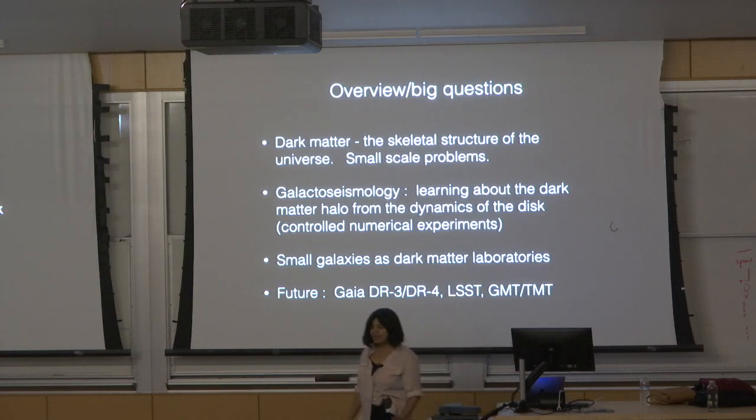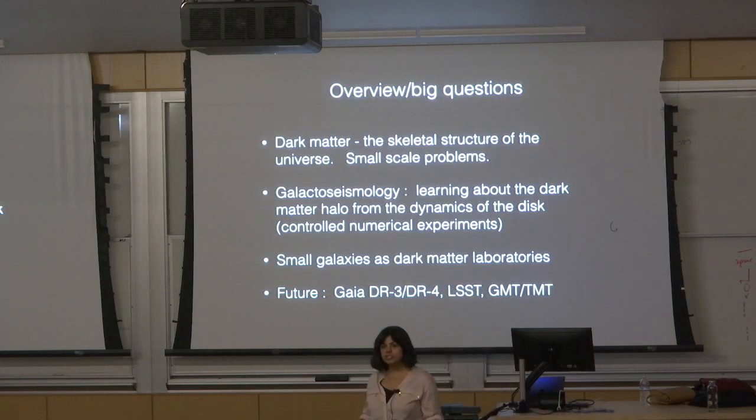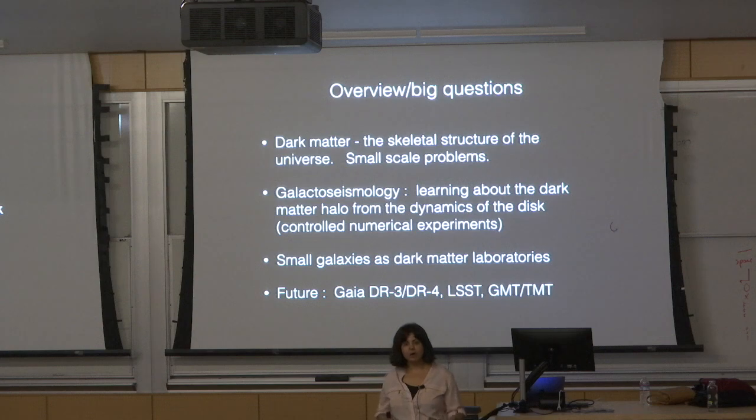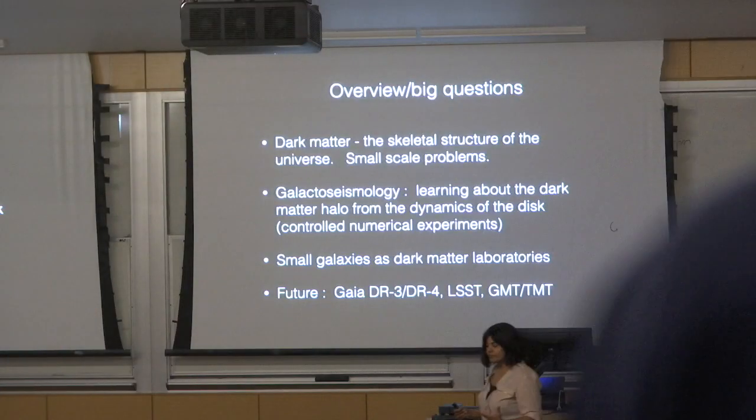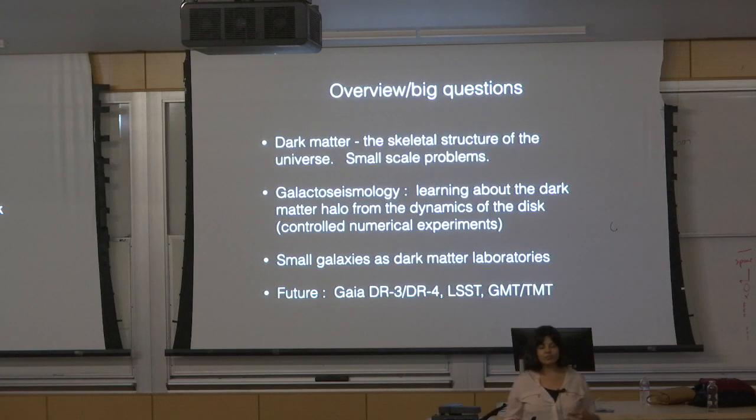The reigning theory of structure formation in the universe is very successful at explaining the large-scale distribution of galaxies. This theory is known as the lambda cold dark matter paradigm, and dark matter is a critical component in this theory. Dark matter provides the basic skeletal structure of the universe, a sort of scaffolding for galaxy formation.